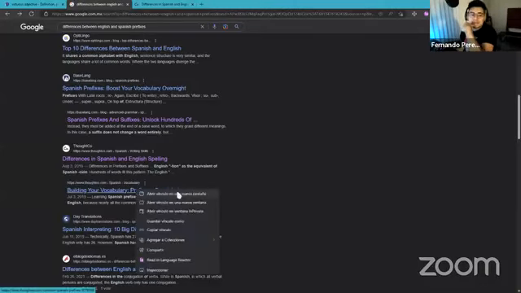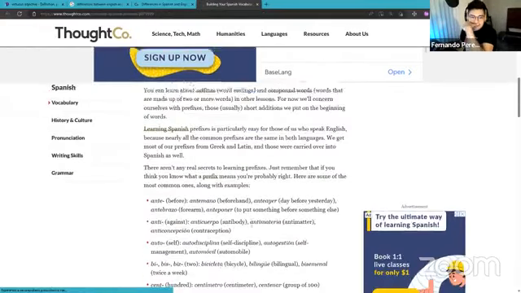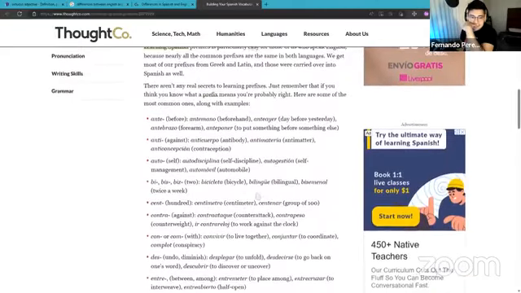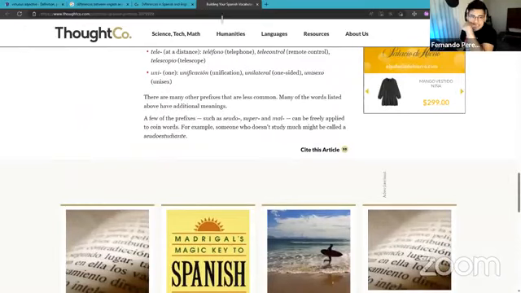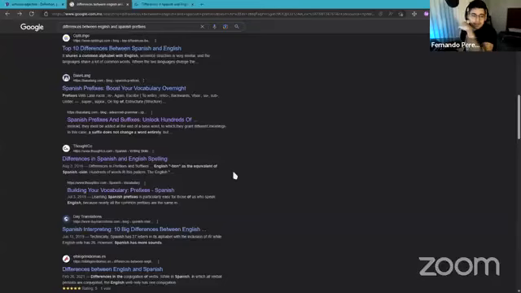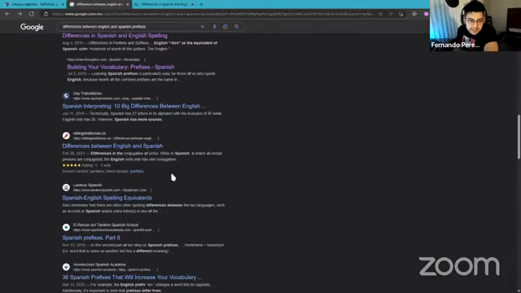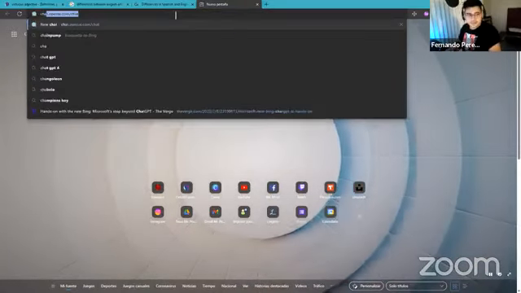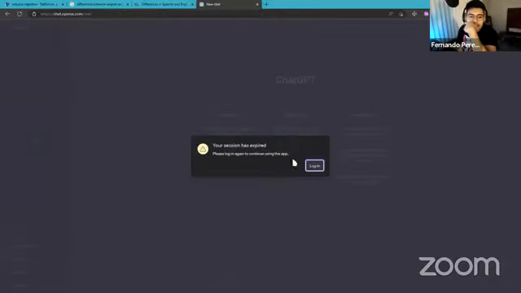ThoughtCo is a very good website, but they have very short articles. Building your vocabulary: prefixes. This is in Spanish only. Ask ChatGPT. Oh, that would be a good idea. Okay, that's a very good idea.